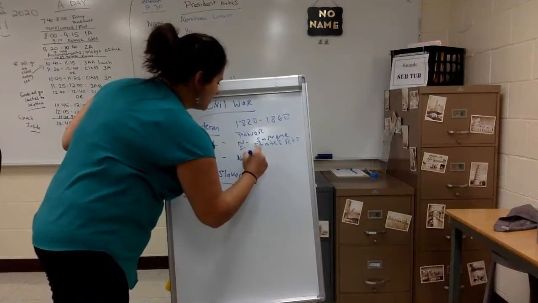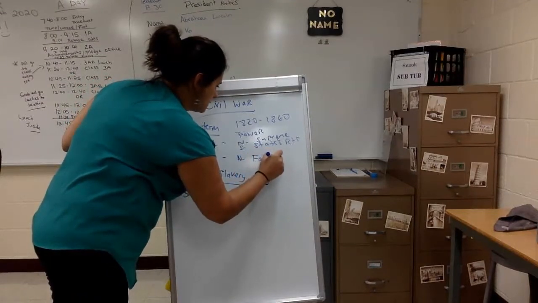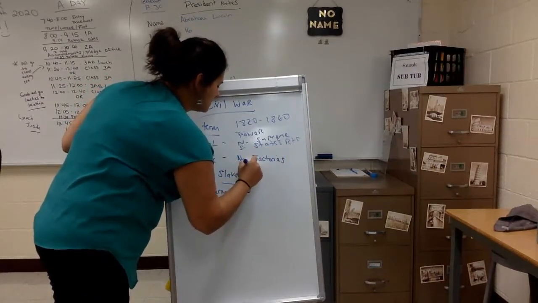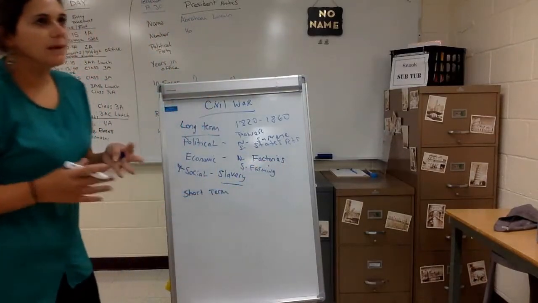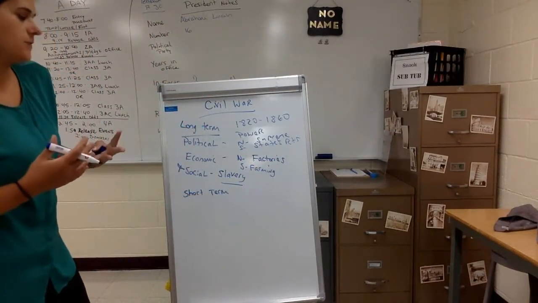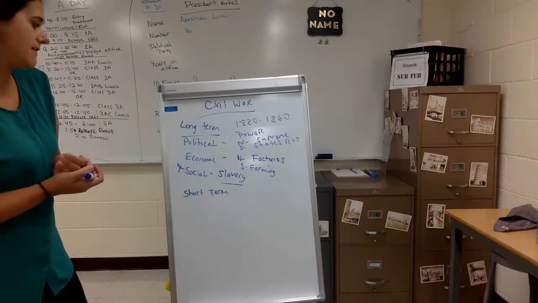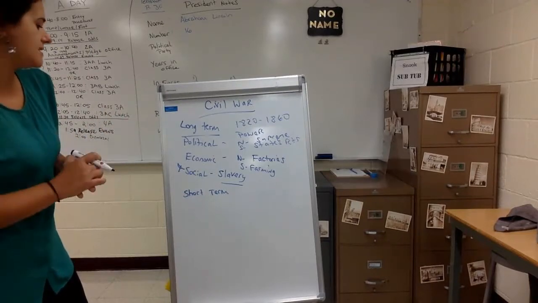And then, of course, economic: we said it was all about the North. We had factories. And the South was all about farming. Most people were small-time farmers with not a lot of money, but there were large plantations which employed many, many slaves as they grew cash crops like cotton and tobacco.